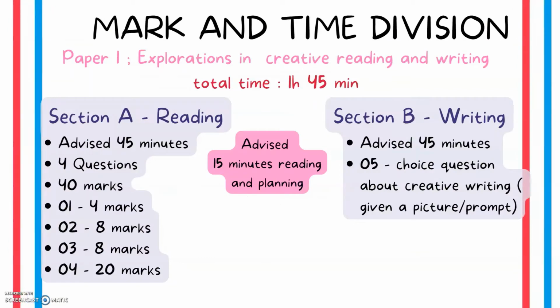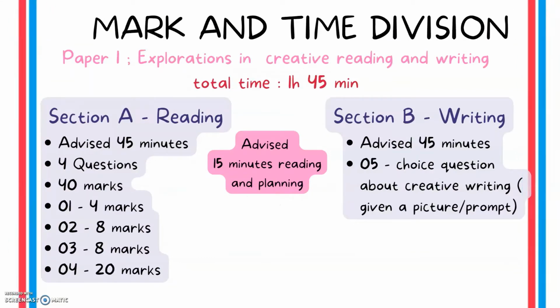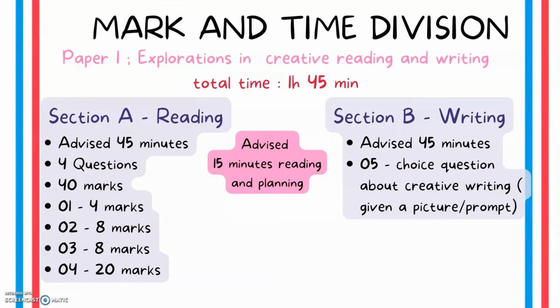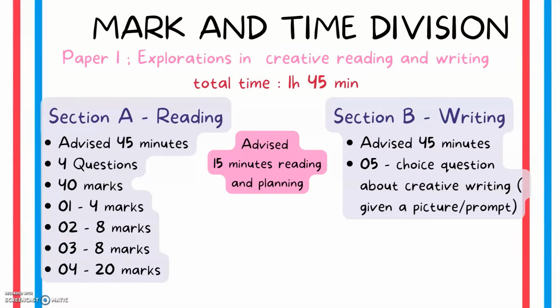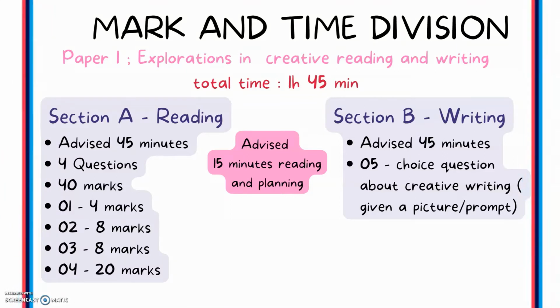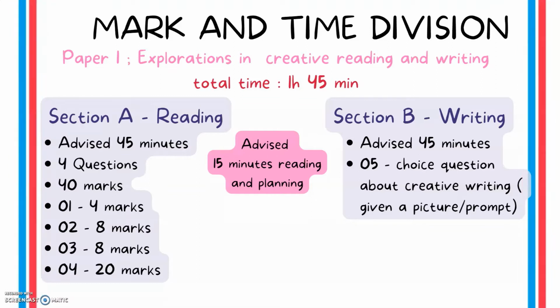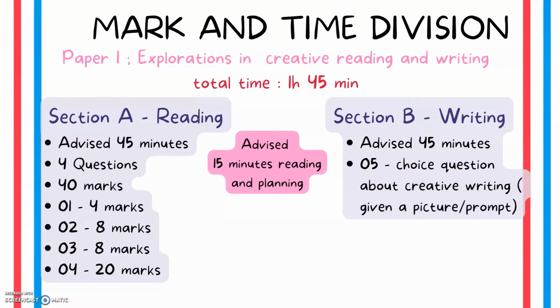So here's a mark and time division for Paper 1. Paper 1, which is the fiction part of language, Explorations in Creative Reading and Writing, has a total of 1 hour and 45 minutes. There are two sections, Section A, which is the reading section, and Section B, which is a writing section. But we also need to factor in time for reading and planning, for which I've added 15 minutes. Minusing the 15 minutes, you then have 1.5 hours, which I would advise spending 45 minutes on Section A and 45 minutes on Section B.